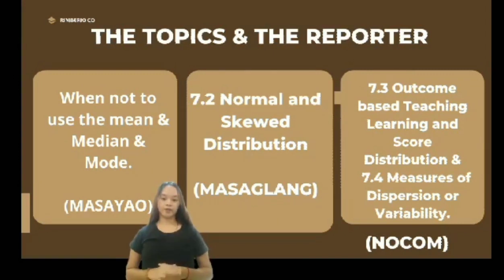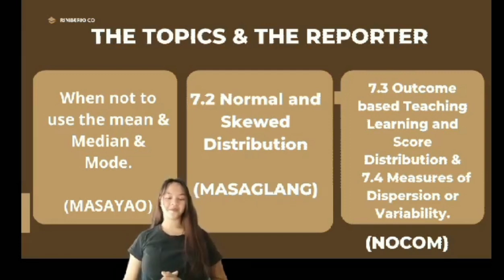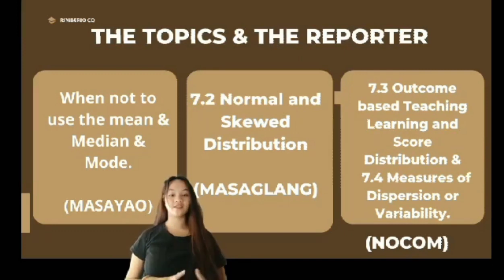The first reporter will be Masayo Romar, and he will report on when not to use the mean, median, and mode. The mean has one disadvantage. It is particularly susceptible to the influence of outliers. These are values that are unusual compared to the rest of the dataset by being especially small or large in numerical value. The second reporter will be Masaglang Jude, and he will discuss 7.2, normal and skewed distribution.